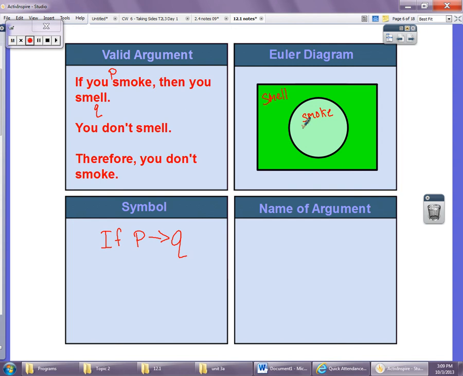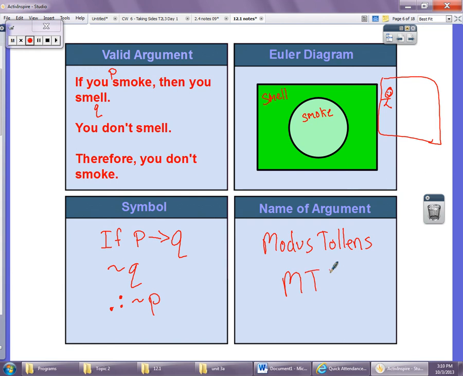You don't smell. Well, so we don't smell, so we are out here somewhere. They don't smell. They took a shower and don't smell. So therefore, they don't smoke. Well, they're on a whole different level over here. So they don't smoke. That's our negation sign. We don't smell. So therefore, if we don't smell, we cannot smoke. So that's how we come up with our next one, which is modus tollens, also MT for short.